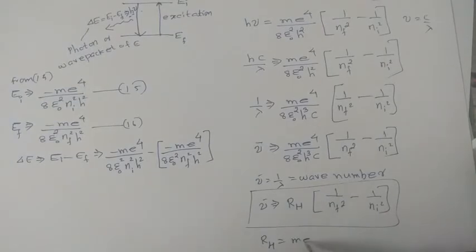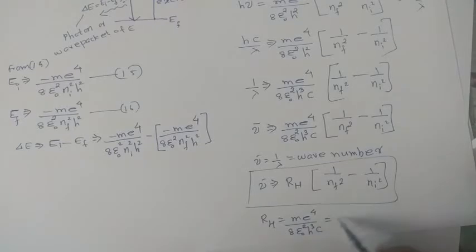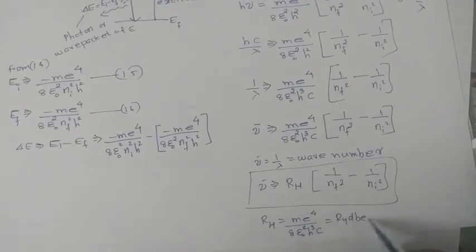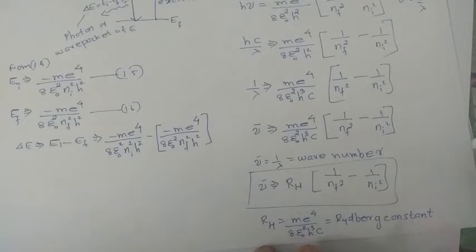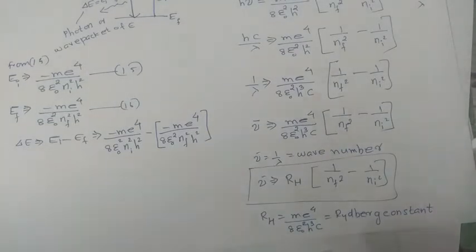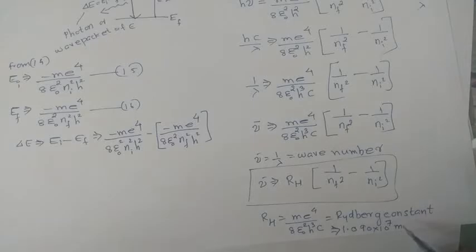R_H is equal to m e⁴ divided by 8 epsilon 0 square h cube c, which is the Rydberg constant. The Rydberg constant value is 1.090 into 10 raised to 7 meter raised to minus 1.